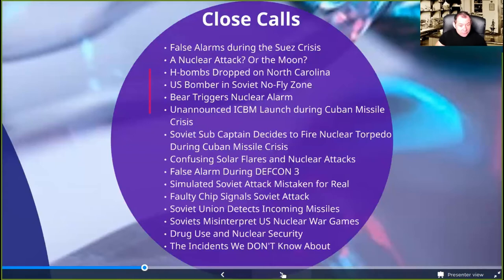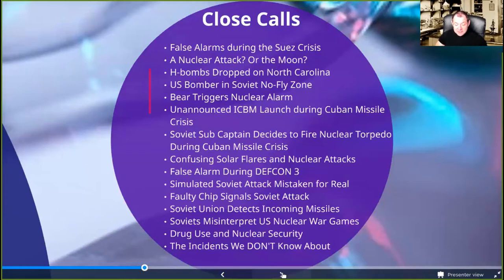Another example of a false alarm. And there have been several. Okay, so moving on again. We're still in 1962, still around the Cuban Missile Crisis, October 27th.